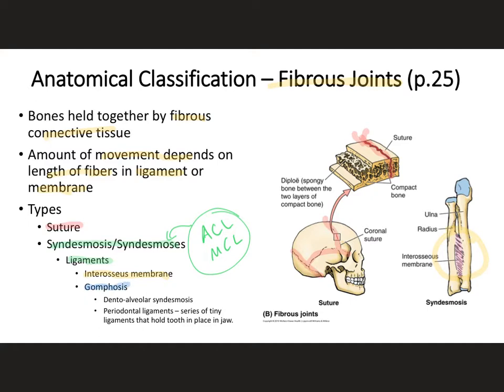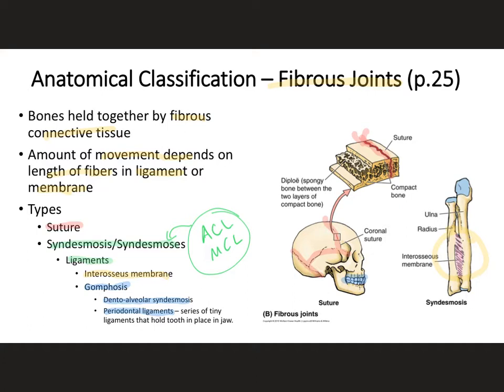The next special ligament we're talking about is the gomphosis. Now, the gomphosis is also called the dentoalveolar syndesmosis. This is where the tooth is held in the socket, either in the maxilla or mandible. And this is a series of little tiny ligaments called periodontal ligaments, and these hold the tooth in place.